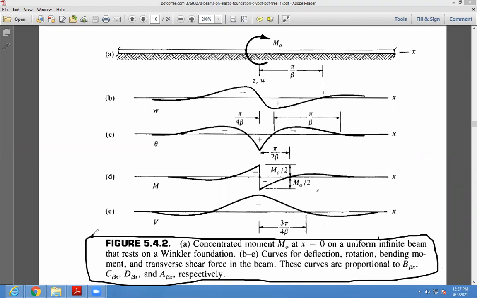Again, we have considered the same values as in the previous case: beta x equal to 0, beta x equal to pi by 2, beta x equal to 3 pi by 2, beta x equal to pi by 4, like that. And from that, we have to get the value of x: pi by 4 beta, pi by 2 beta, pi by beta, etcetera.